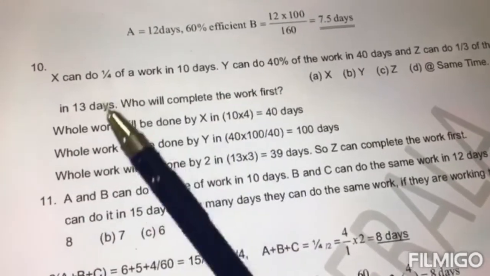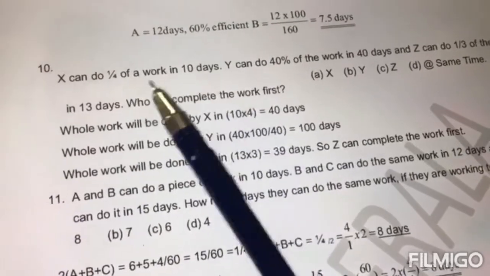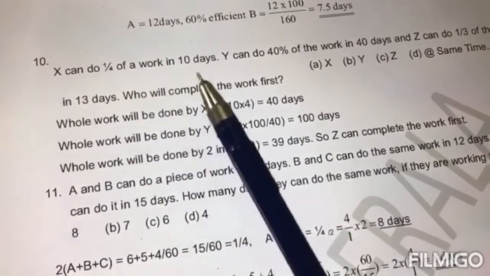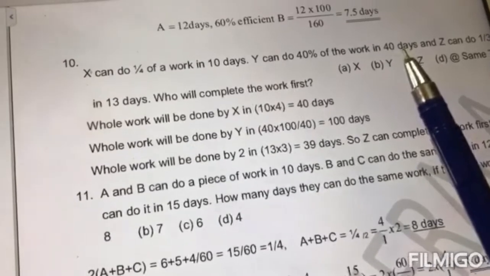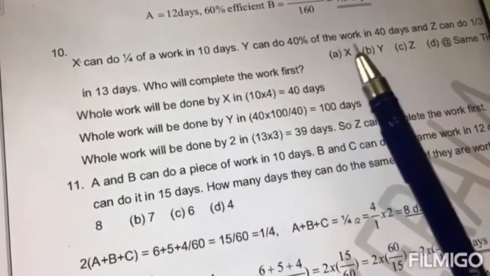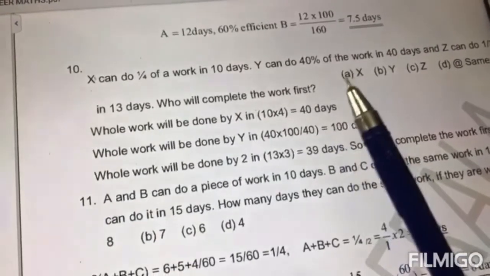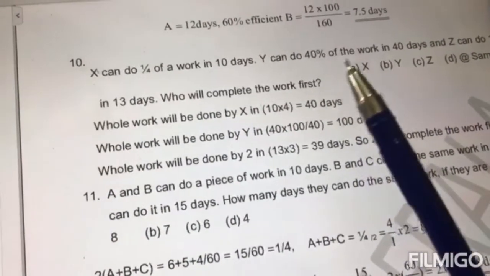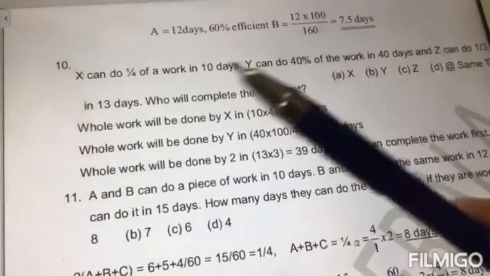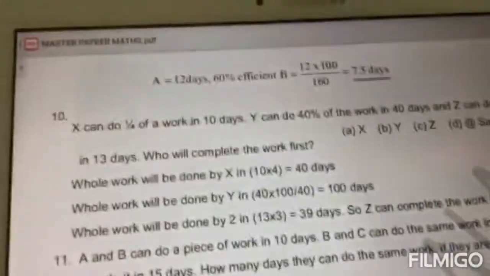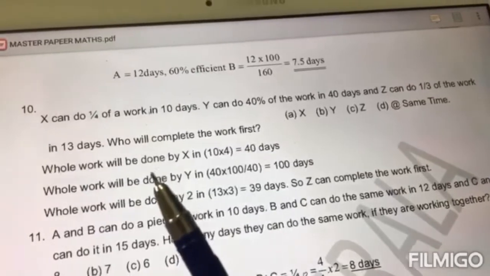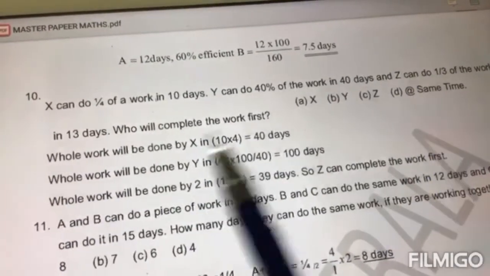It's not difficult. X can do 1/4 of a work in 10 days. Find out how much of the work X does in 1 day. Y can do 40% of the work in 40 days. That is 40%, let's say the work is 100. So 40% of the work would be 40 by 100 in 40 days. How much of the work is done in 1 day? Find out. And Z can do 1/3 of the work in 13 days. So find out how much of the work is done by Z in 1 day.